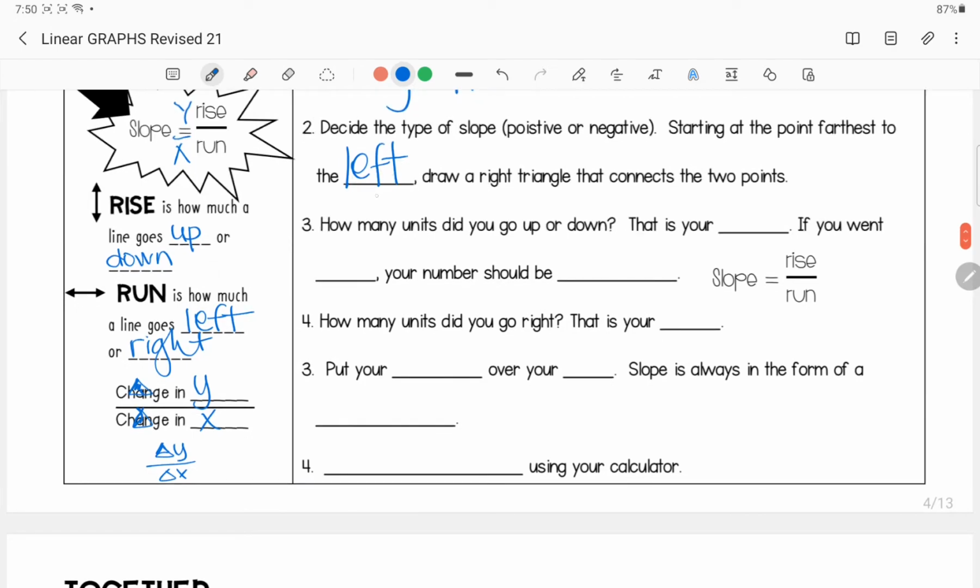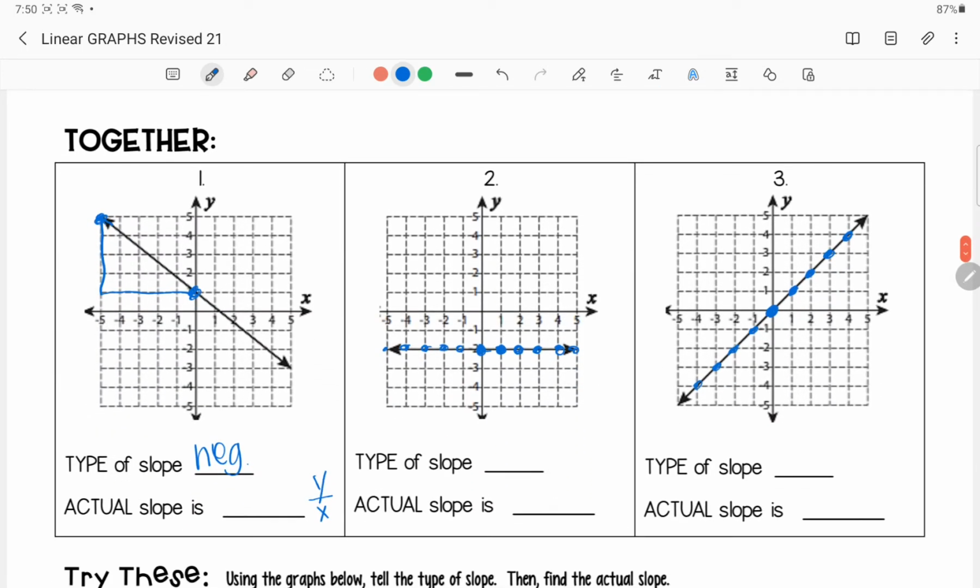So we drew our triangle, and then what we're going to do is, how many units did you go up or down? And this is your y. And if you went down, then your number should be negative. That's the biggest thing that you need to remember, because a bunch of you will forget your negative. You'll have the right numbers with the wrong sign. So I dropped 1, 2, 3, 4. So I dropped 4, and then I ran. So that's my top, my y's. There's a change of 4.